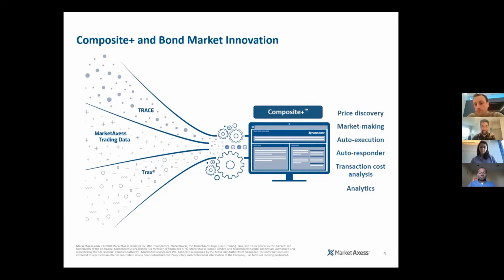Awesome. Thank you, Julien. As you said, Composite Plus has been around for about 5 years. And I'm going to ask this of Rakesh. What do you think is the next generation of pricing products?